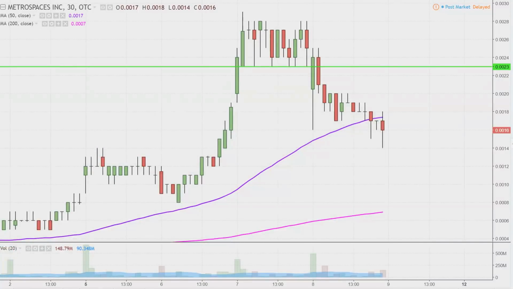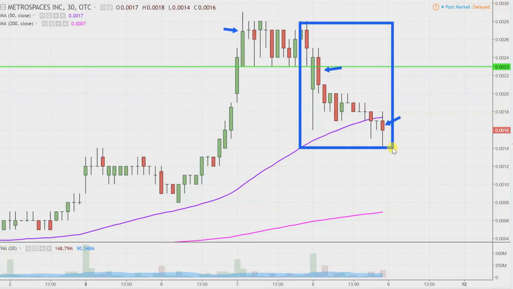Real quick, what do I mean by 30-minute in case maybe you're new to charts? Instead of each one of these candlesticks here representing 1 day's worth of price action, which is what you would normally see, each one represents 30 minutes. So all this here may look like several days' worth of time. It's actually just today's price action broken down into 30-minute time slices.